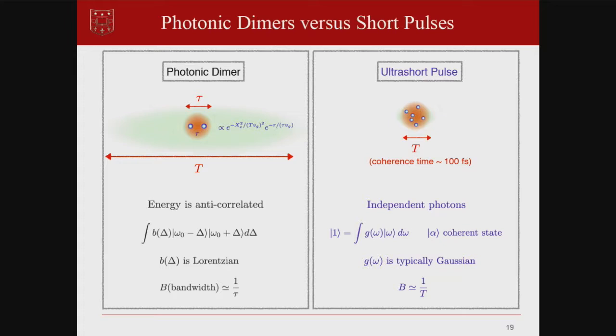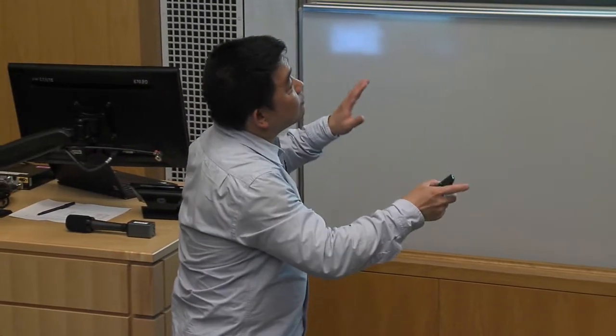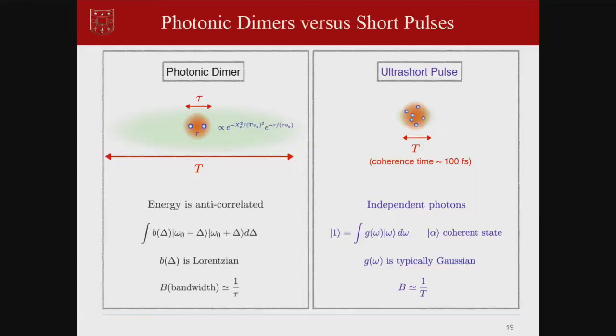The photonic dimer represents a new quantum photonic state. Its optical properties are very different from, for example, an ultra short pulse. Here, I summarize some major differences between the two different light sources.